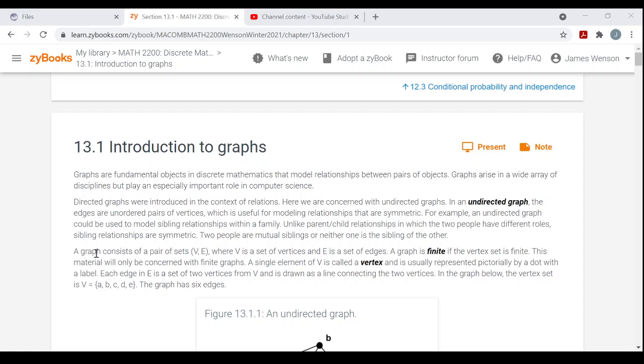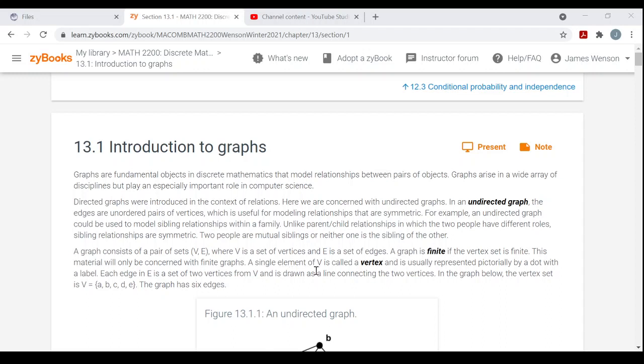So a graph, right, an undirected graph, we'll see later, consists of a pair of sets, a set V and a set E, where V is the set of vertices, right, they're like points, and E is a set of edges. A graph is finite if the vertex set is finite. So this material will only be concerned with finite graphs, right? So we're not going to see any infinite graphs here, any vertex sets with infinitely many points in it.